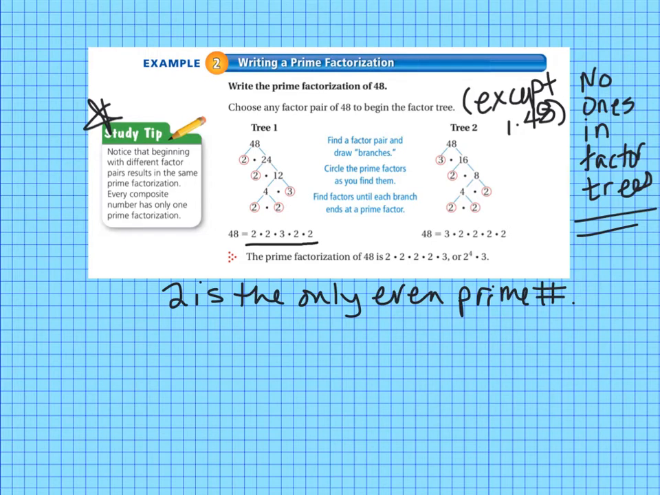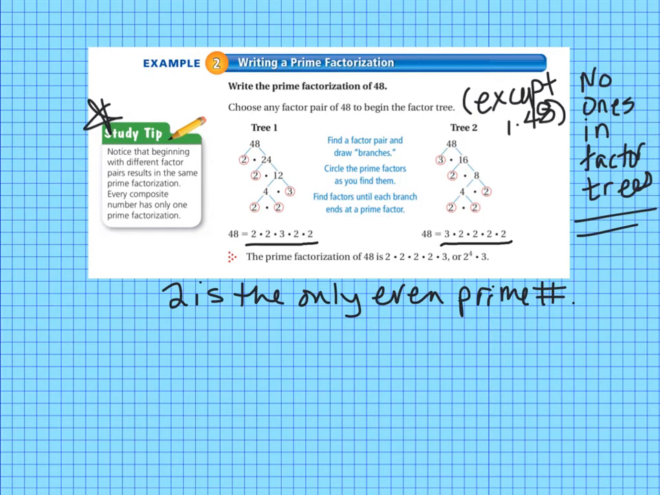And then let's look at tree number 2, 48, and it says find a factor pair and draw branches. So 3 times 16 is also 48. We circle the 3 because it's prime. 2 times 8 equals 16. We circle the 2 because it's prime. 8 is not. 4 times 2 is 8. We circle the 2 because it's prime. 2 times 2 is 4. So 3 times 2 times 2 times 2 times 2.